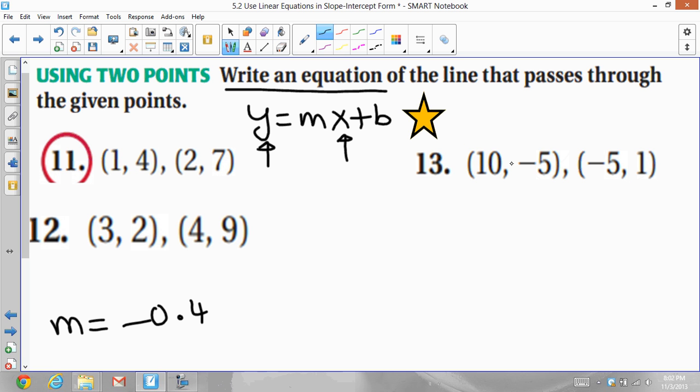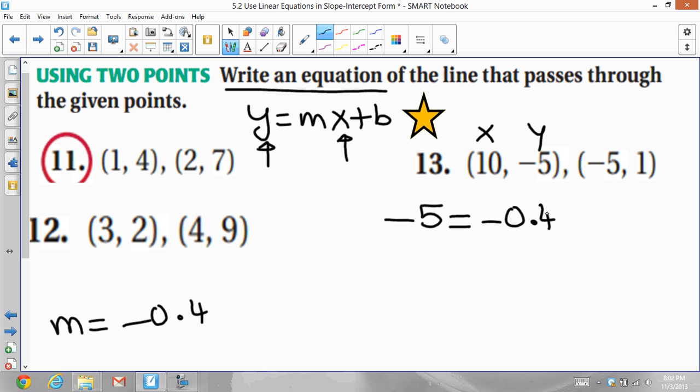To find b, you can either take this point or you can take this point, either one of them will work. So for example, if I choose to take this point, I'm going to take this as my x and my y. Now, what I'm going to do is, I'm going to this equation, and for y, I'm going to replace it by -5, equal sign. My m, I'm going to replace it by -0.4.